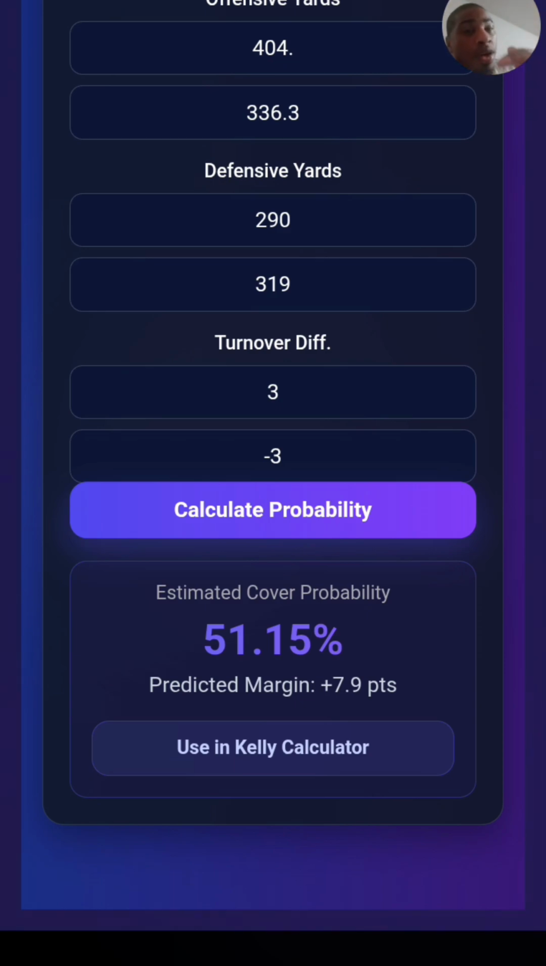And look, check this out. Now, we already saw that they calculated the Buffalo Bills win probability at 68, damn near 70 percent. That's what they estimated it at, right? This one says with the point spread, it's a 51.15% chance that they cover the spread, and the predicted margin would be 7.9.